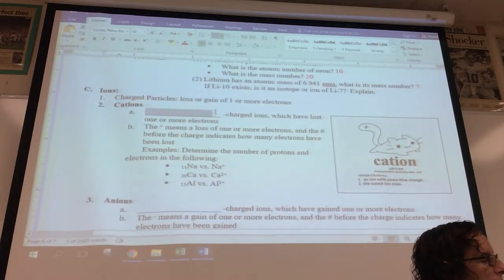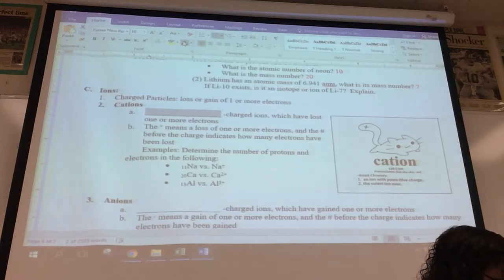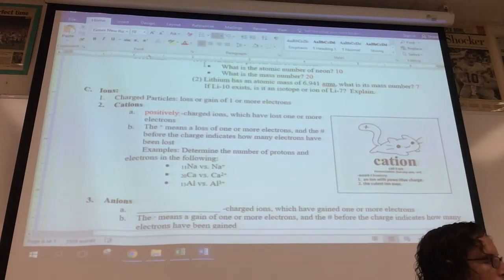Cations are positively charged ions. And they have lost one or more electrons. They will have a positive charge, and positive means the loss of one or more electrons. The number before the charge indicates how many electrons have been lost. And I'll show you how to do that in this section here.